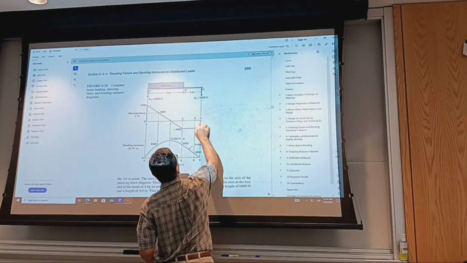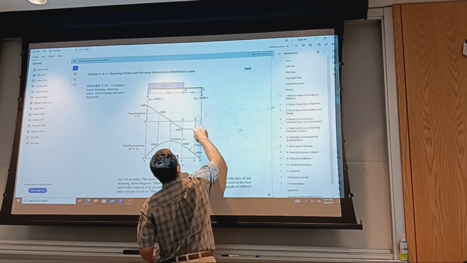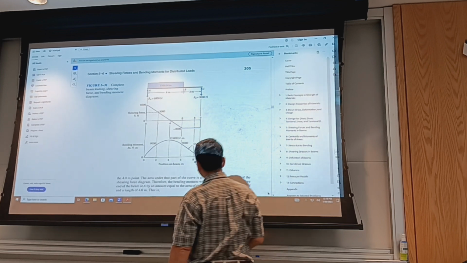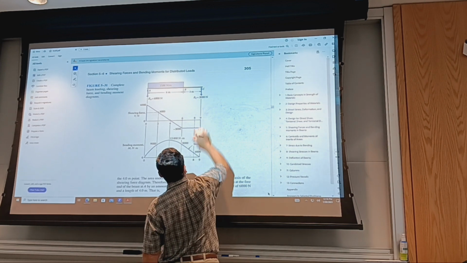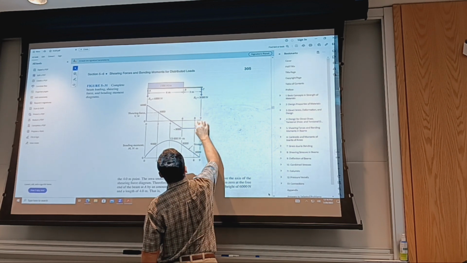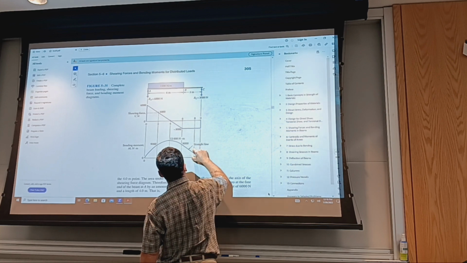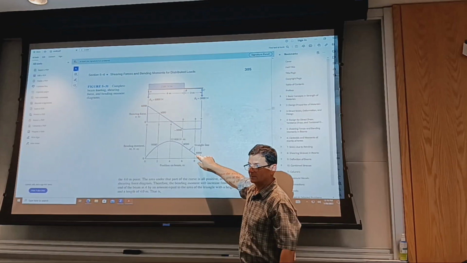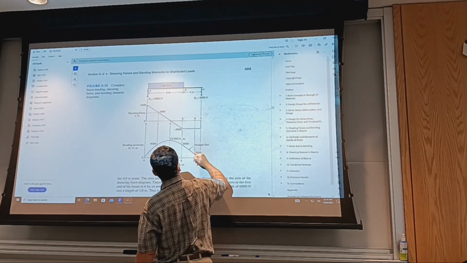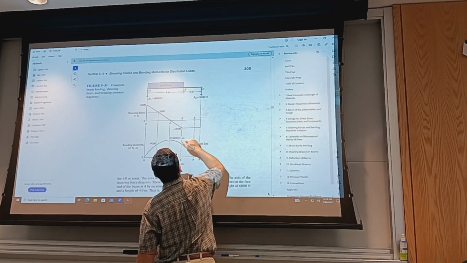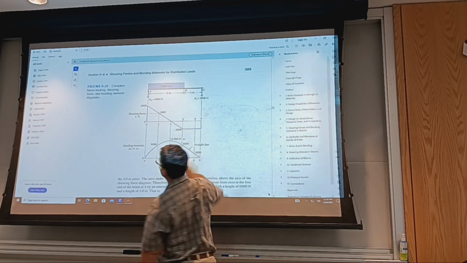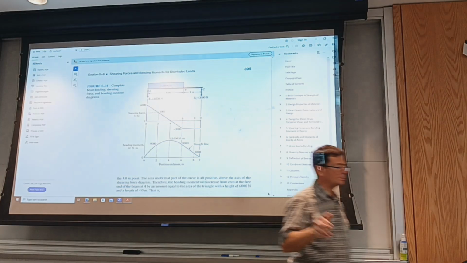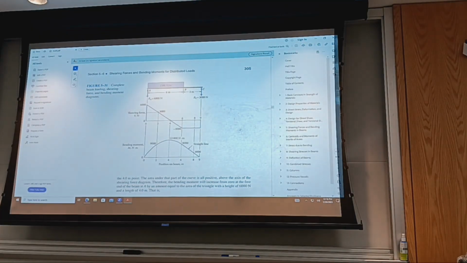So I take this area, which is a negative area, evaluate it, flip the sign, and it gives me a positive moment here. In terms of the slope, well, the slope is the same between B and C. That's going to be this value here. Okay?